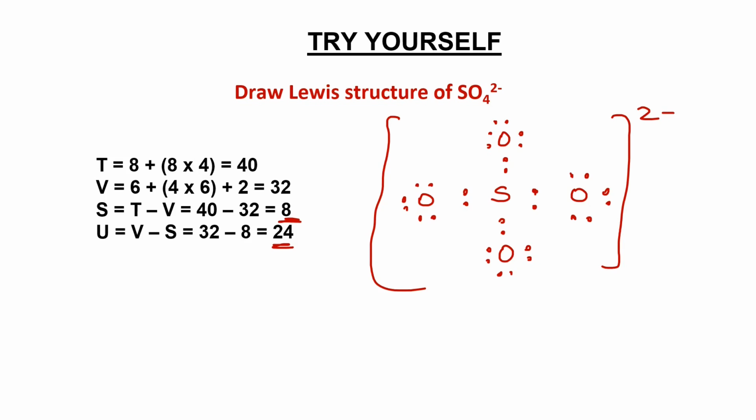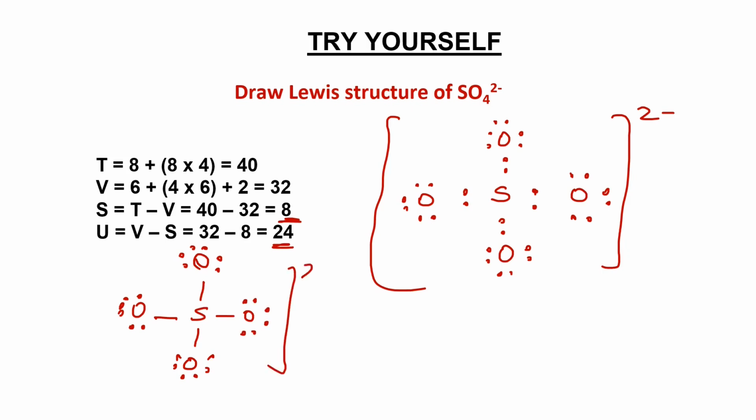So this is the structure for sulfate ion. So the Lewis dot structure would be like this: oxygen, oxygen, oxygen, with each having bond with sulfur, and then 6 unshared electrons of each oxygen, and with a 2 negative charge. So this is the Lewis dot structure for sulfate ion. I hope this thing is very much clear to you.